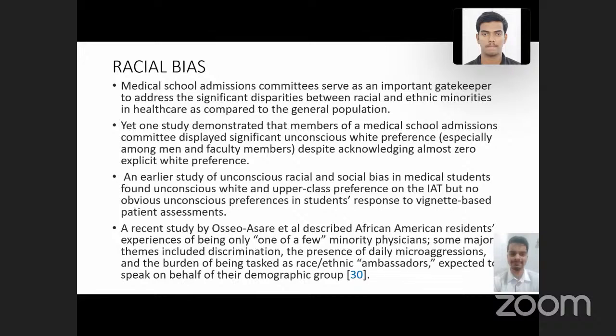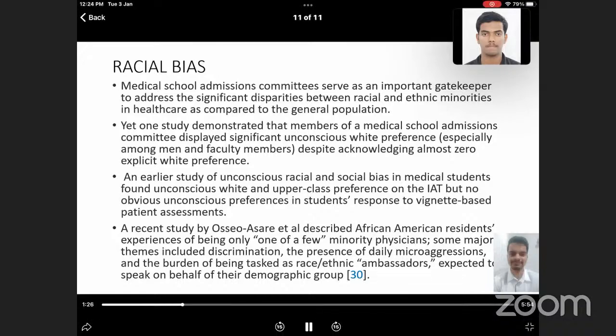Racial bias. Medical school admissions committees serve as an important gatekeeper to address the significant disparities between racial and ethnic minorities in healthcare as compared to the general population. An early study of unconscious racial and social bias in medical students found unconscious white and upper class preference on the IAT, but no obvious unconscious preference in students' responses to dignity based patient assessments. A recent study described African American residents' experience of being one of few minority physicians. Some themes included discrimination, the presence of daily microaggressions, and the burden of being tasked as race ethnic ambassadors expected to speak on behalf of their demographic group.